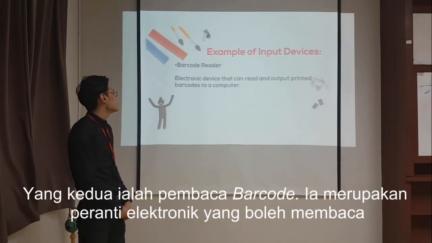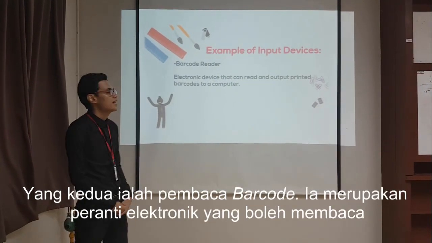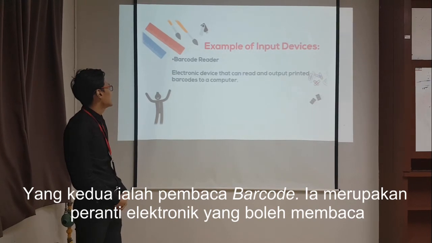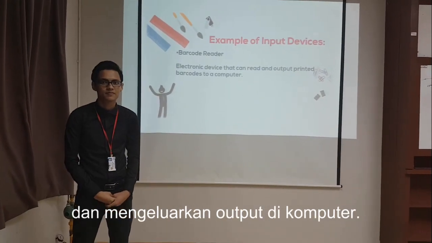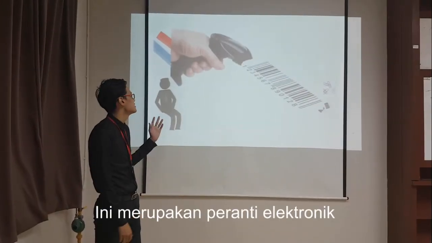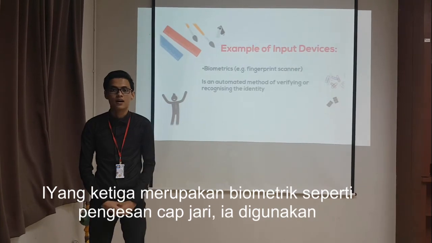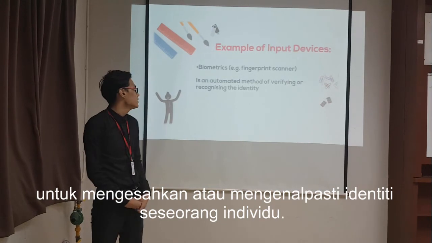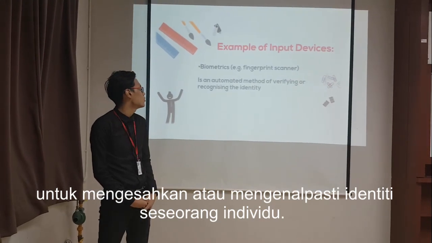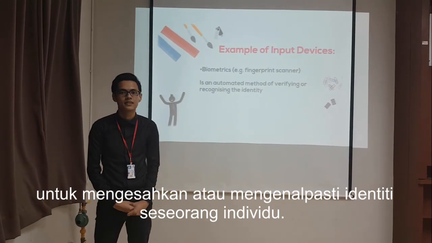Okay, the second one is the barcode reader. It is an electronic device that can read and output a printed barcode to a computer. This is a barcode reader. The third one is biometric, such as a fingerprint scanner. It is an automated method of verifying or recognizing identity.